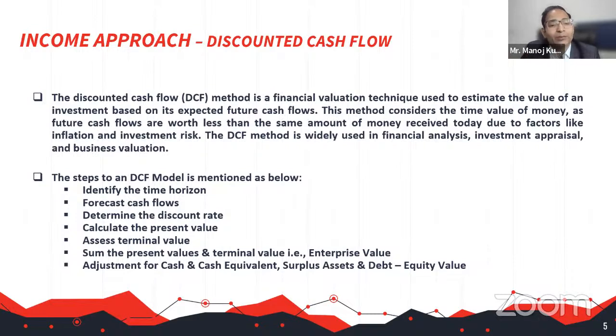From the enterprise value, there are certain adjustments, like cash and cash equivalents standing on the date of valuation are added back. If there are some surplus assets which can be sold in the market, those assets are added back, debts are reduced, and in this way the equity value of the company comes.